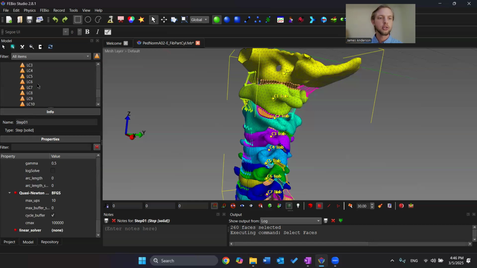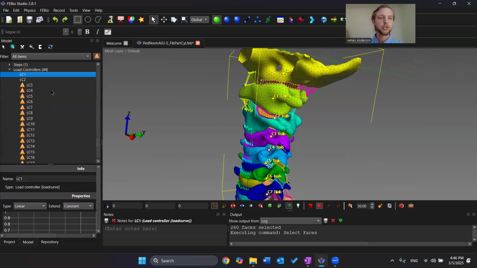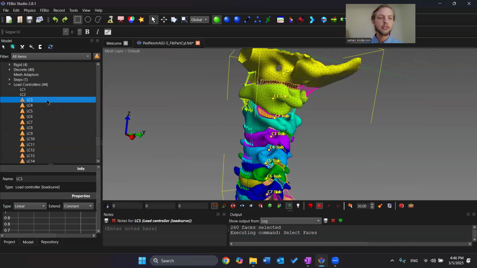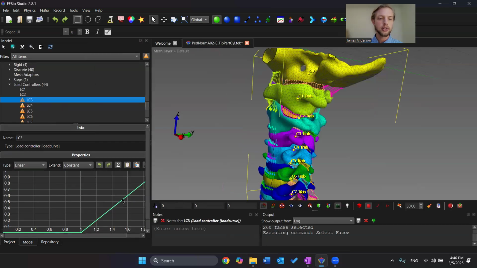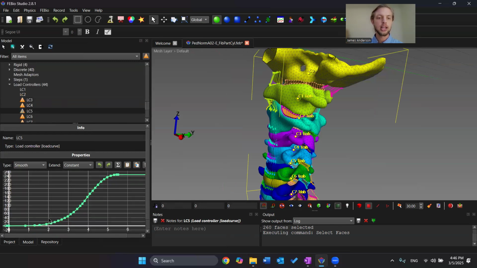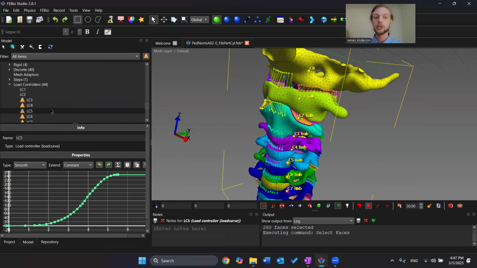Here are our load controllers. We can see that basically we have 1, 2, and 3 that are active, but all of these with the warnings are actually very important. Many of them are very important because they actually define the properties of the spring elements. So we don't want to delete these because that will alter how the spring elements work.